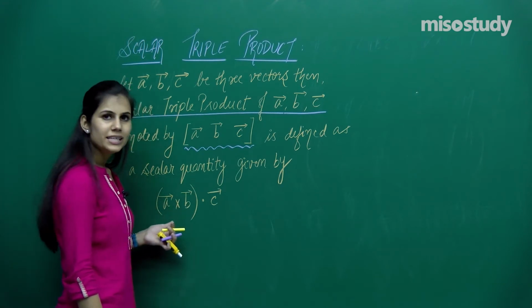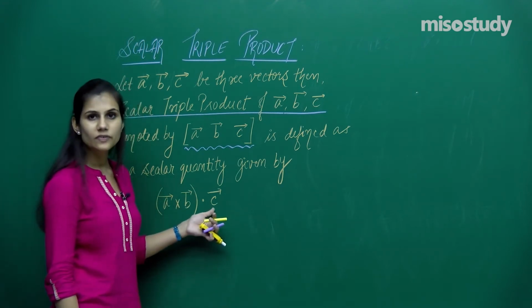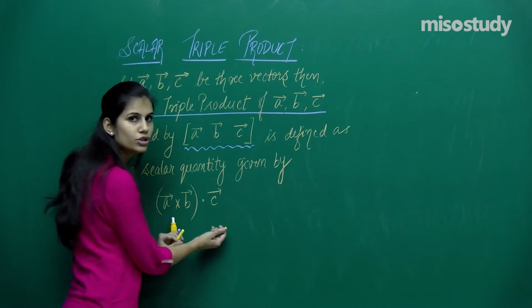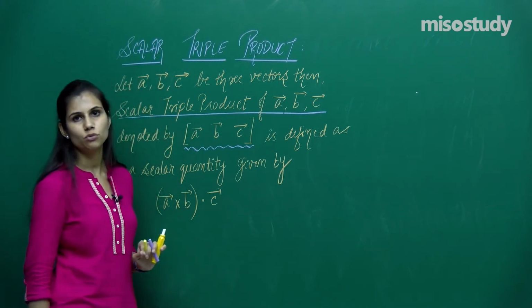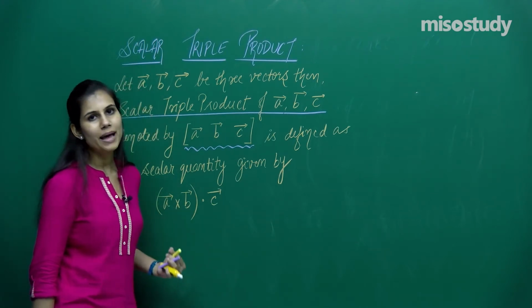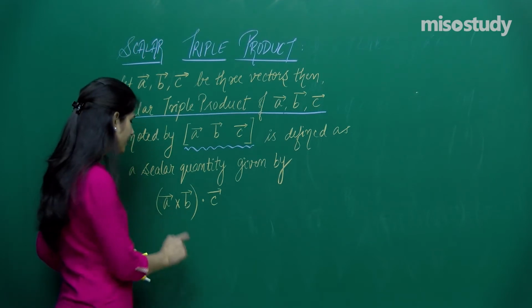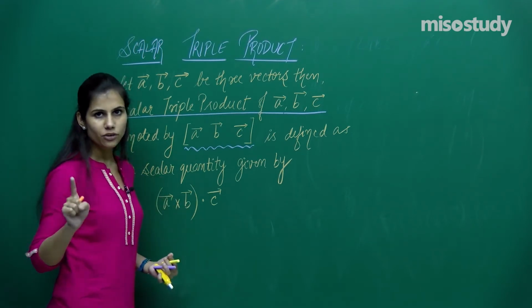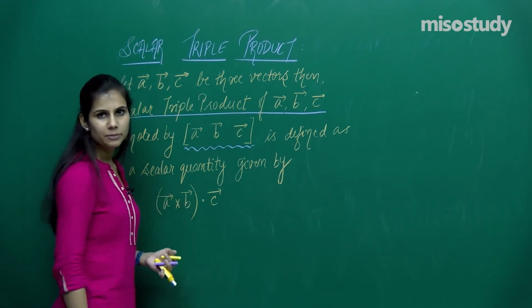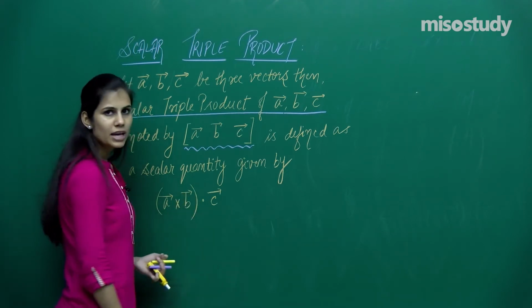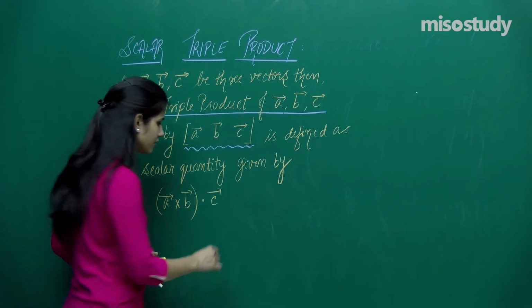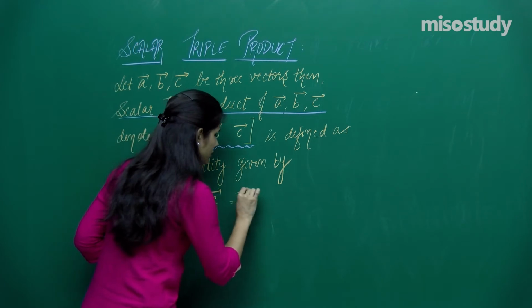So A cross B is 1 vector, C vector is 1 vector. I am talking about dot product of these 2 vectors. At the max, what you can do is, let me tell you, A cross B is not equal to B cross A, so you cannot swap A and B with each other. Here if you carefully see, dot product is commutative, so at the max what you can do is write this.